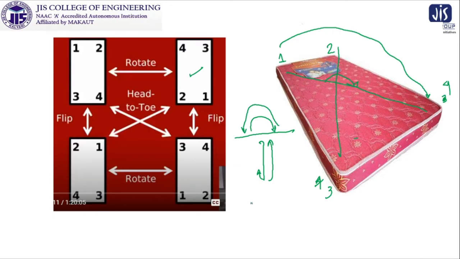So how many operations are we getting? One is rotation, another one is flipping, and another one is head to toe changing. 3 operations we have defined.